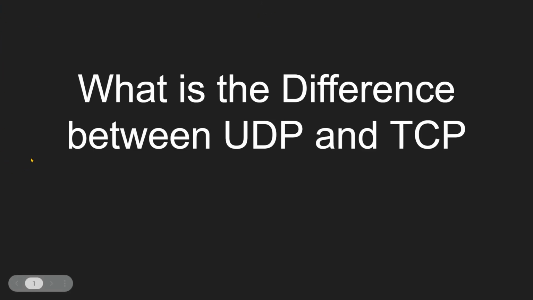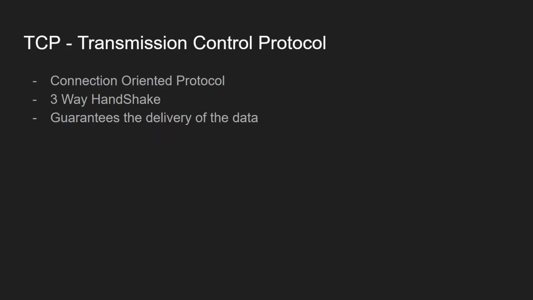Today we're going to be going over what is the difference between UDP and TCP. So let's begin. So TCP, what does it stand for? TCP stands for Transmission Control Protocol. This is a connection-oriented protocol. What do I mean by connection-oriented protocol?